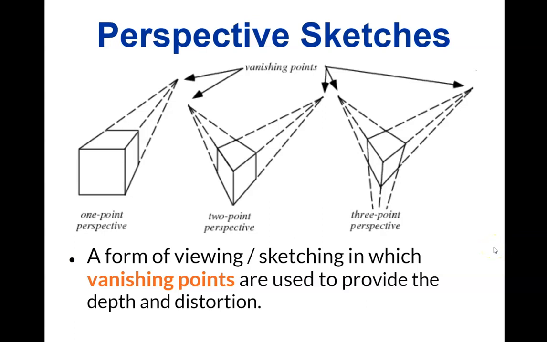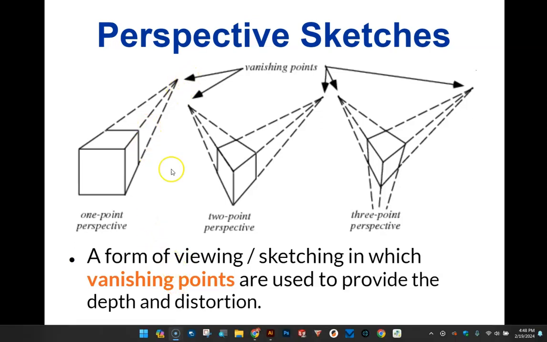So a perspective view, or perspective sketching, is a view or sketching form in which vantage points are used to provide depth or distortion. As you can kind of see, there's a 1 point and a 3 point. The vanishing point helps the object base create depth.